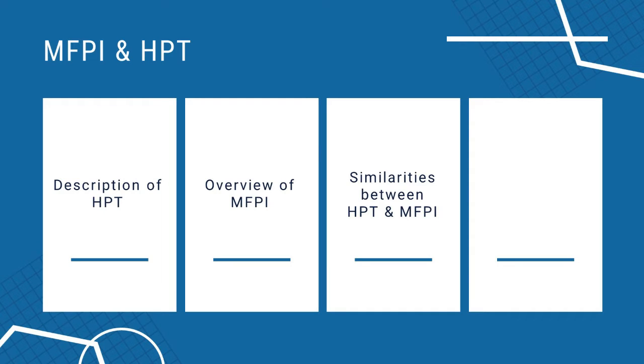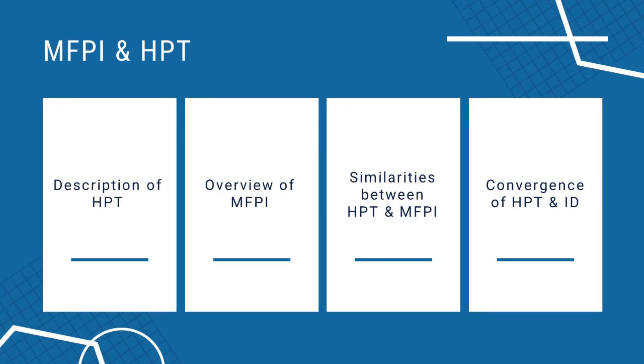In the third section, I will highlight the many similarities between Merrill's first principles of instruction and human performance technology. And I'm going to suggest MFPI may be a suitable candidate for bridging the disciplines of human performance improvement and instructional design.